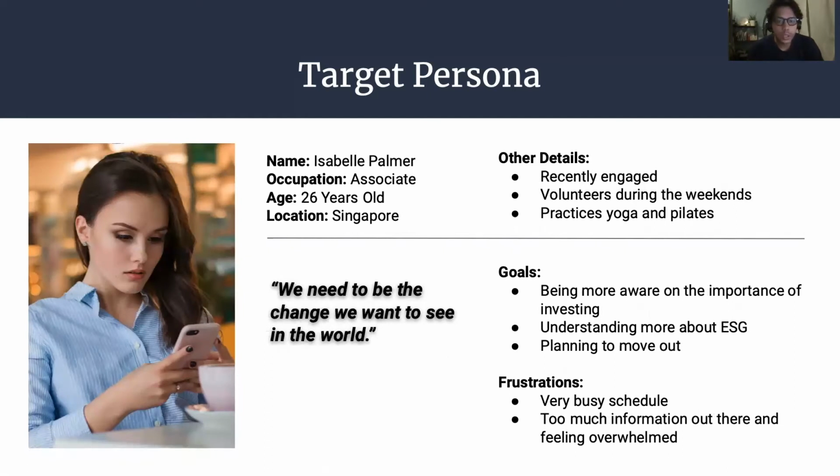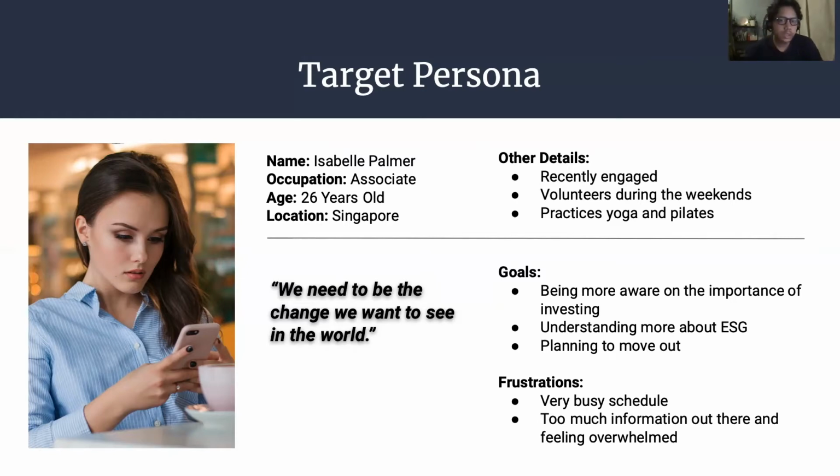So next we have Isabel Palmer, who is a 26-year-old associate. She loves practicing yoga and Pilates. She also volunteers during the weekends. She is determined to understand more about ESG and the importance of investing at an early age, since she's only 26 years old. However, she has a very busy schedule and feels overwhelmed with the amount of information out there.